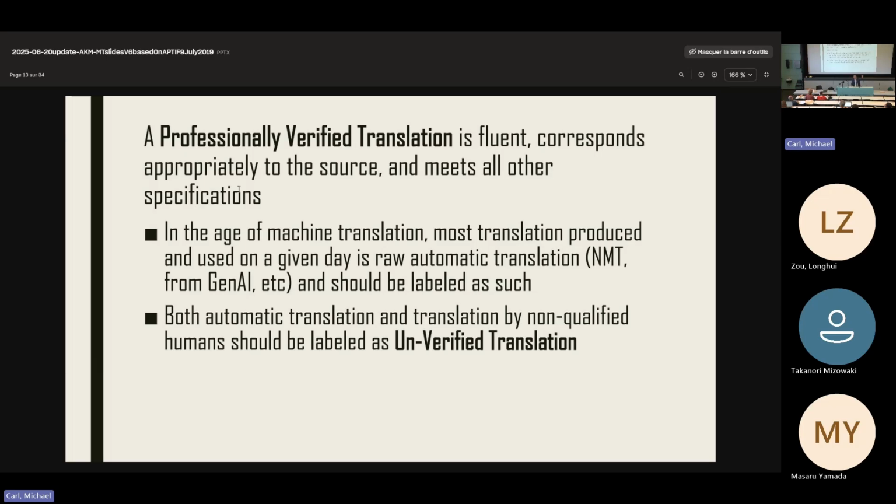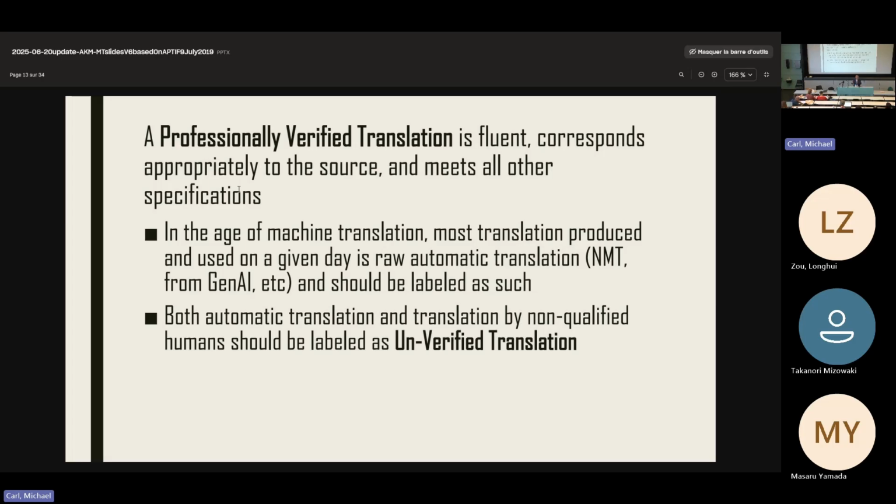So you've got, on the one side, professionally verified translation, where a professional human translator has either produced it, revised it, as in a senior translator revising the work of another translator, or edited it, as in post-edited machine translation, but taking responsibility for the result, for correspondence and fluency according to the specifications. That's the one label, professionally verified translation. Then you've got everything else, and that's unverified translation.